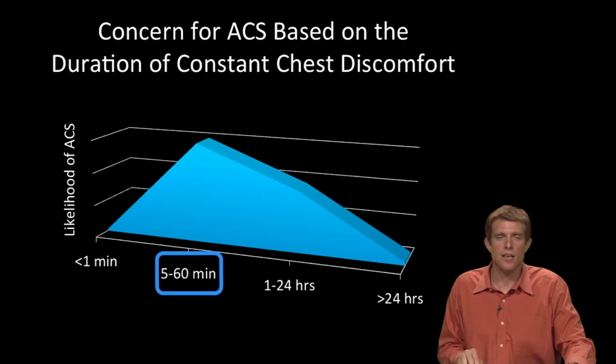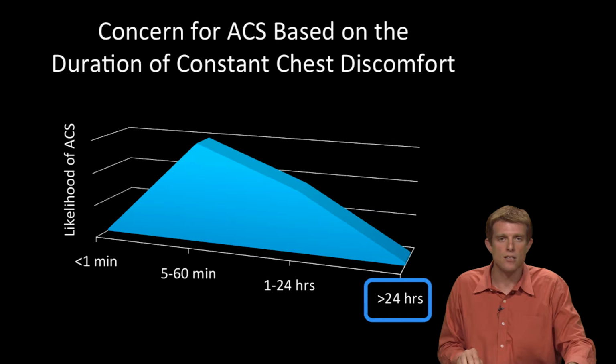In patients who've had chest discomfort or pain anywhere from 5 minutes to 60 minutes, they have a much higher risk of it being ACS as the cause. And this is also true for our patients who've had pain for less than 24 hours constantly. If the patient has constant pain for greater than 1 day or greater than 24 hours, it's very unlikely to be ACS as the cause.